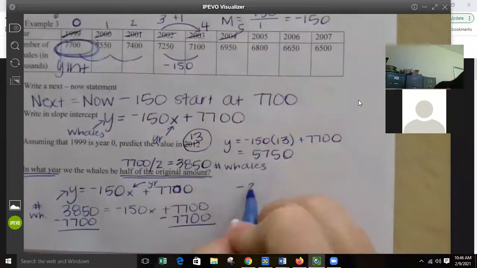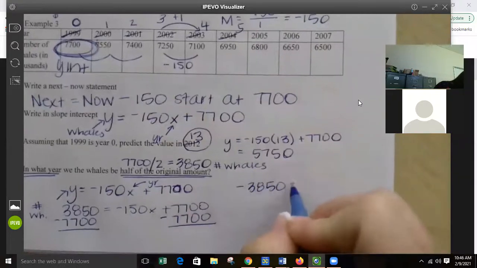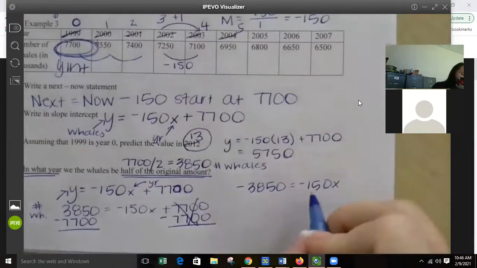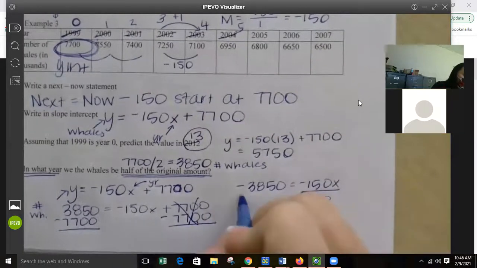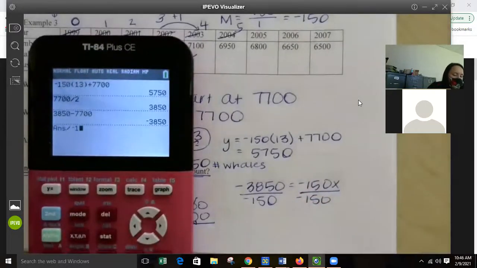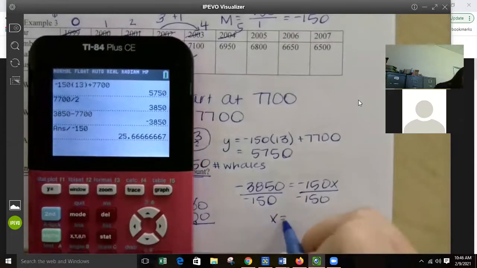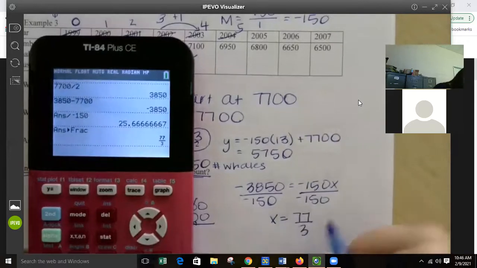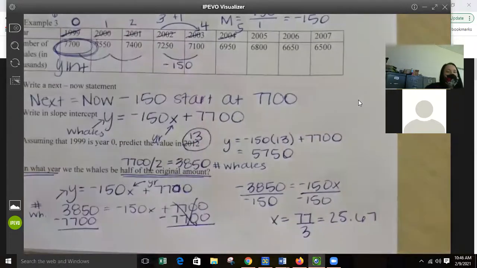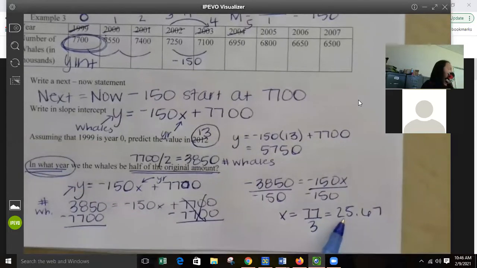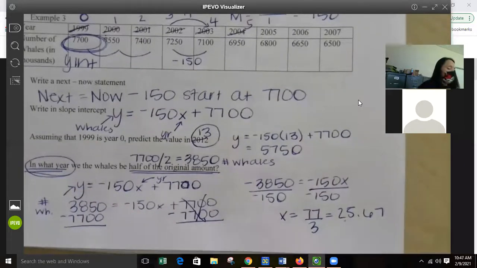I'm going to write it over here. And these canceled out, so we're just left with negative 150. This is the question that everybody misses when you have to solve for X. Divide by negative 150. And you can do math enter if you want to. That's fine, which again was 25.67. But what did it ask? So this tells you how many years have passed. Does everybody understand that? 25 years have passed.